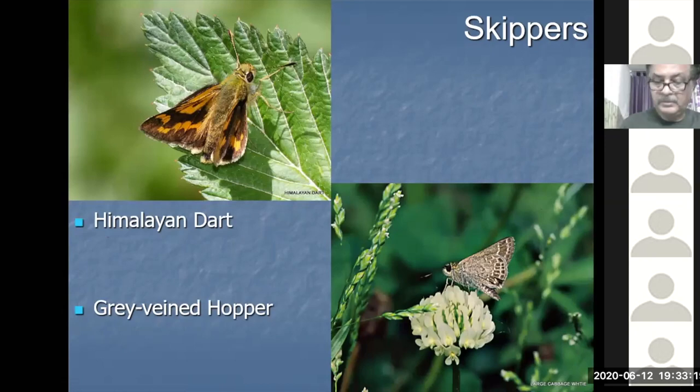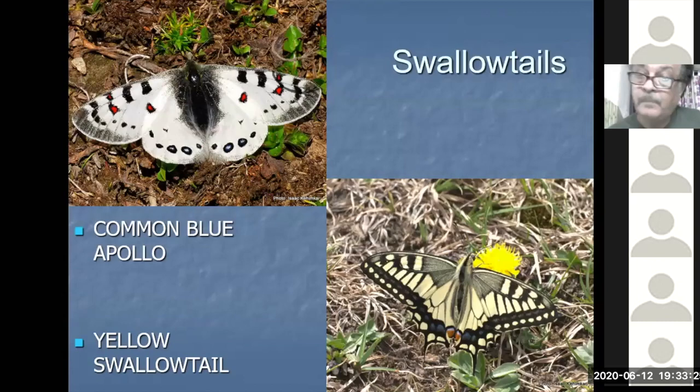And then we come to swallowtails again. Here's another Apollo I'm showing you. That's a blue Apollo. Look at it. It's a very handsome Apollo, flying at 8,000 feet, not at 10,000. It comes slightly down. These are found in Great Himalayan National Park. If you happen to go to Kullu Manali, do try to visit Great Himalayan National Park. Lovely place to trek. The meadows and the kind of birding you do is amazing. And butterflies too. I have not gone there recently, but I've been there several times, just for butterflies. And then you have a very handsome butterfly called the yellow swallowtail.